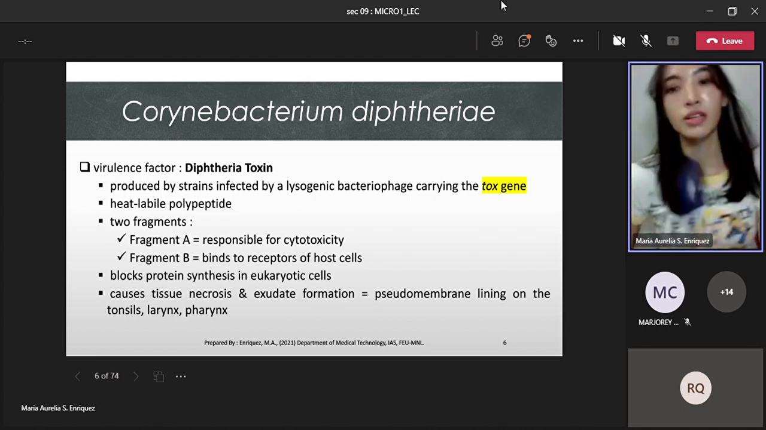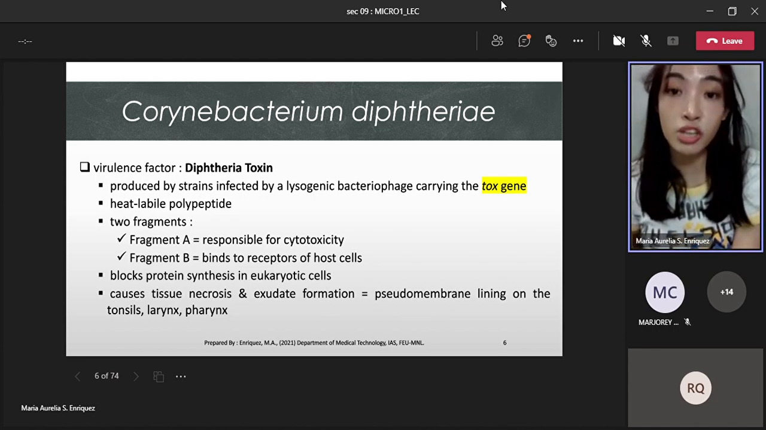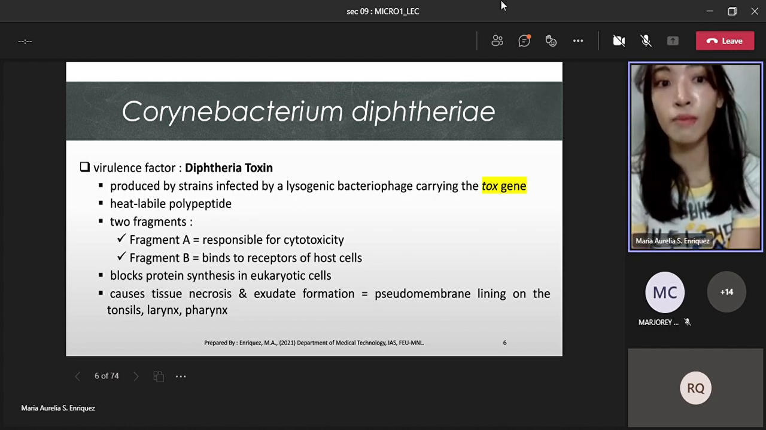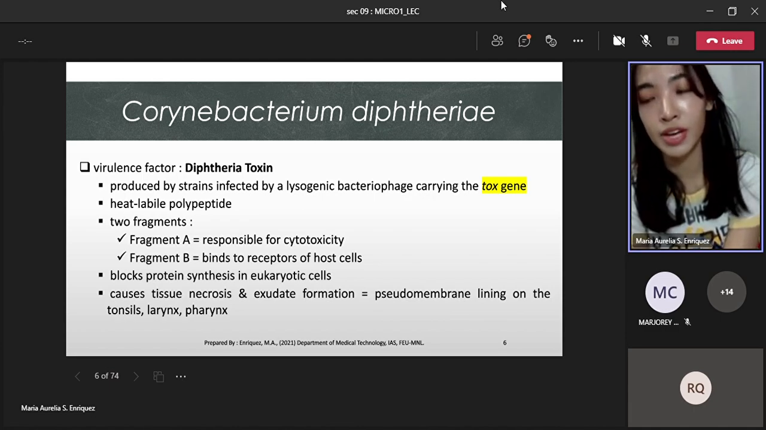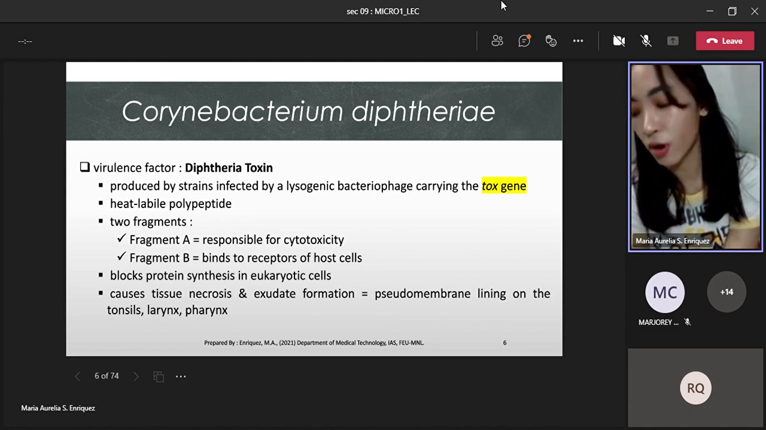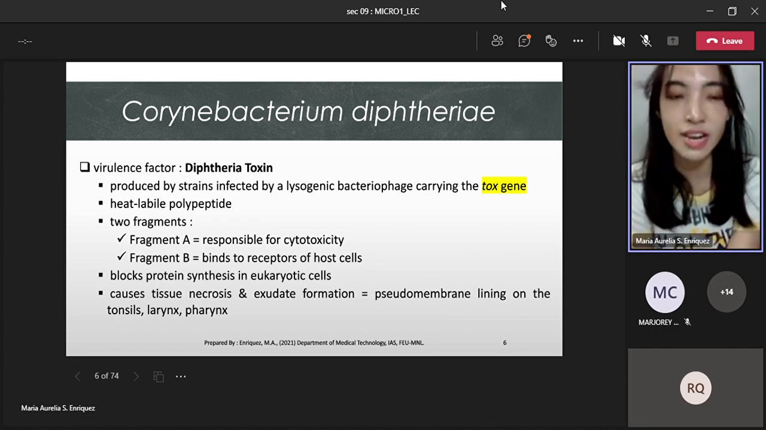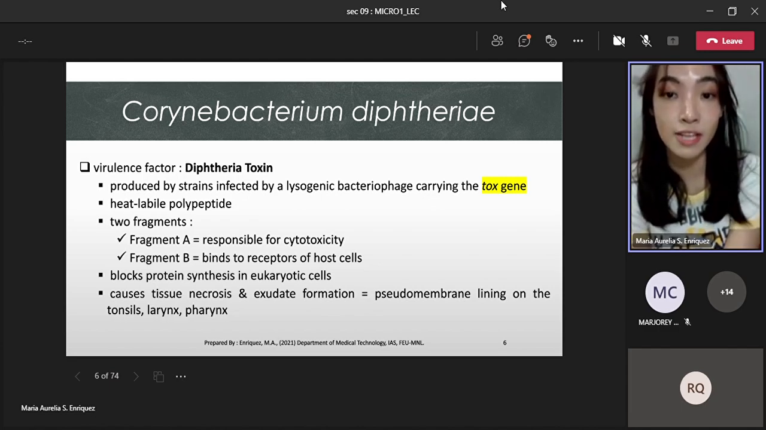Okay? Now, non-toxigenic strains can be converted to tox positive by infection with the appropriate bacteriophage. So, hindi lahat ng Corynebacterium diphtheriae is automatically pathogenic and would automatically produce the diphtheria toxin. Okay, so kung na-infect lang po ito or nag-undergo siya ng gene transfer to inherit the tox gene, then dun lang po siya magiging capable of producing the diphtheria toxin.